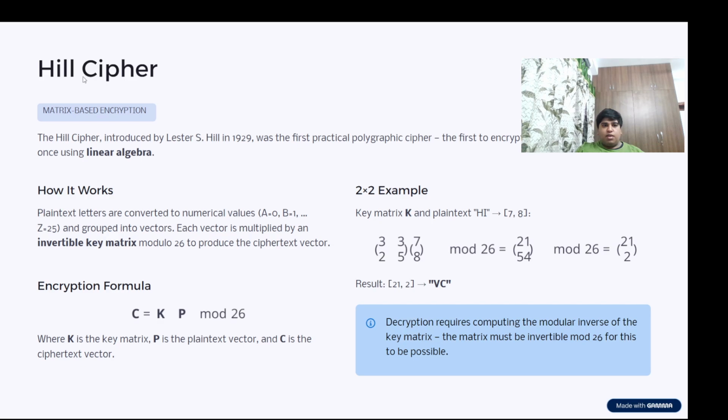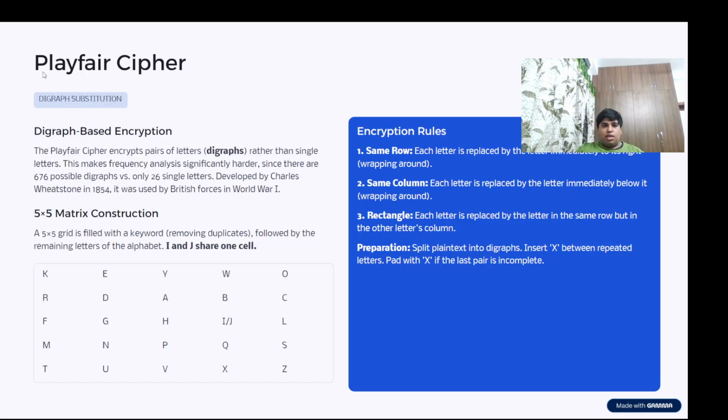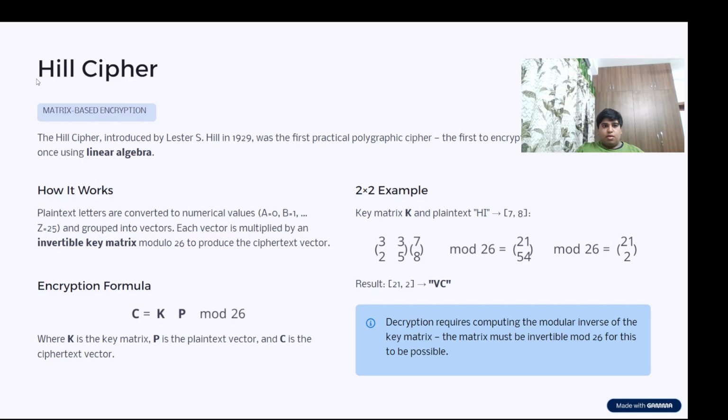Moving forward, we now move on to the Hill cipher. The Hill cipher is a matrix-based encryption technique introduced by Lester S. Hill in 1929. It was the first practical polygraphic cipher, the first to encrypt more than two symbols at once using linear algebra. So how does it work?